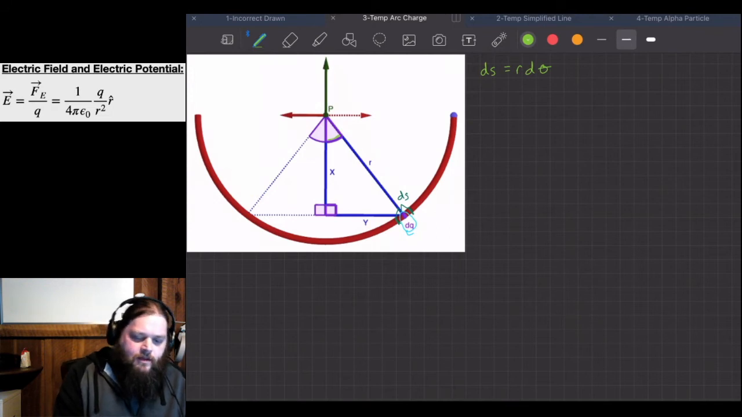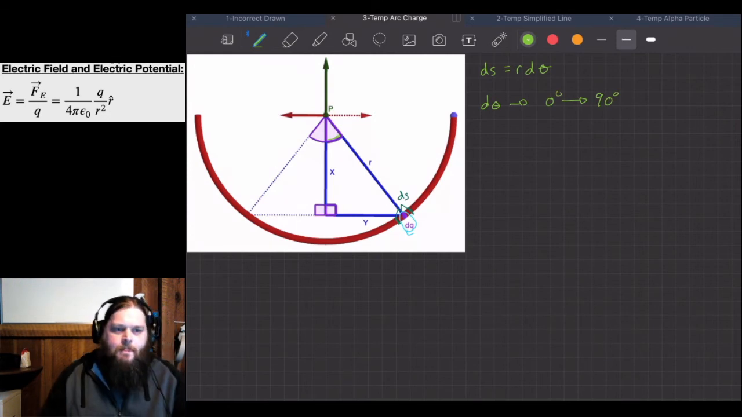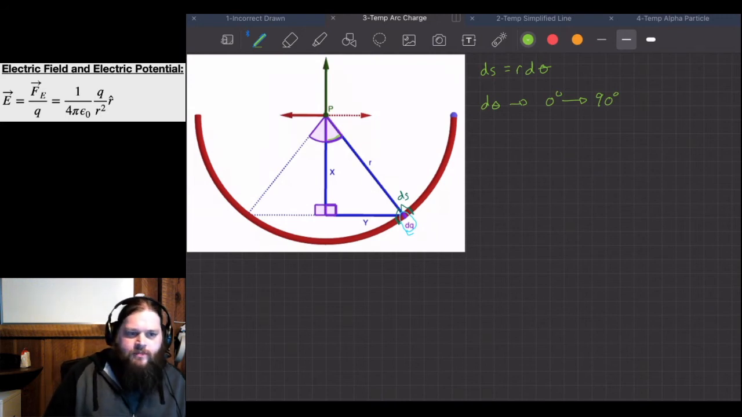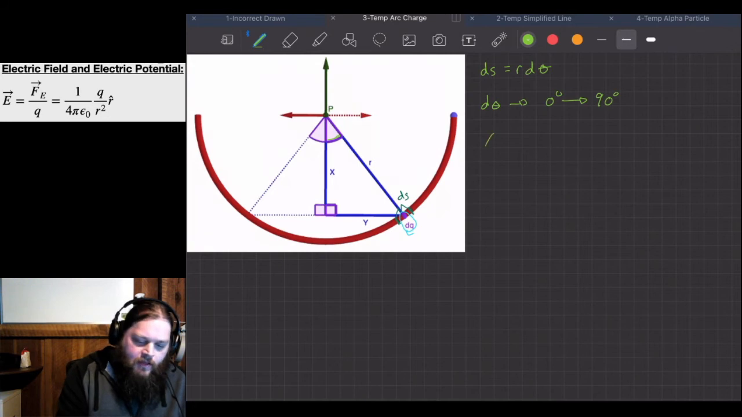So then d theta, we can then oscillate there between 0 and 90 degrees. And then we have this line density that's there as well. We're not actually going to do a lot of the calculations for this. We're just going to derive this formula. This is the one we're going to go through the integration for. So we're going to call lambda, in this case, the linear charge density.